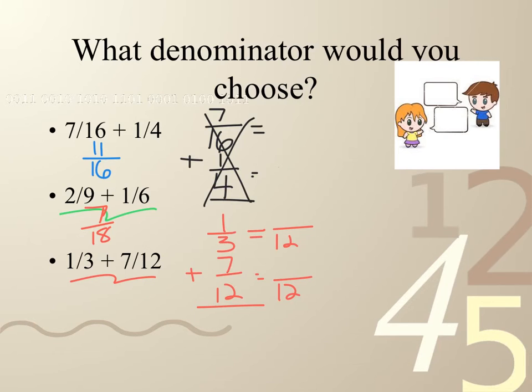On this bottom fraction, 7/12 was the original fraction. If 12 is still the new denominator, then 7 must be the numerator. On the top fraction though, what did we multiply 3 by to get 12? That's a 4, so we do the same thing to the top. 1 times 4 is 4, so when we add these we get 11/12.